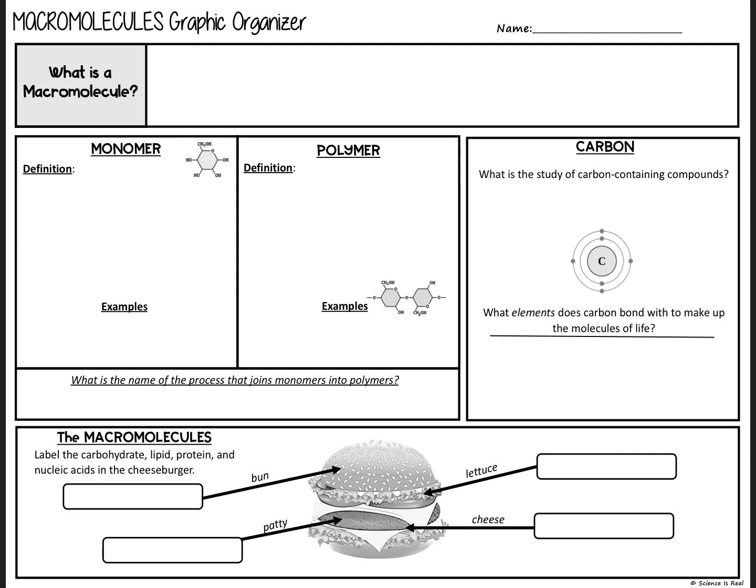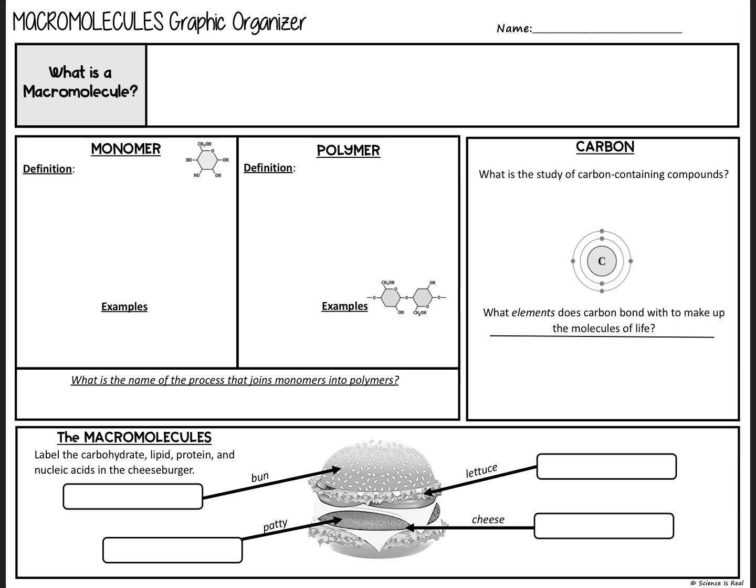Okay, today we're going to talk about macromolecules, and we're going to do so in this graphic organizer. So not traditional written notes, but notes that kind of chunk information together in things that are related.